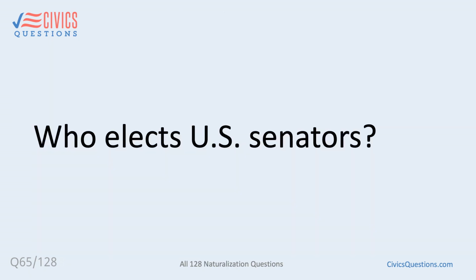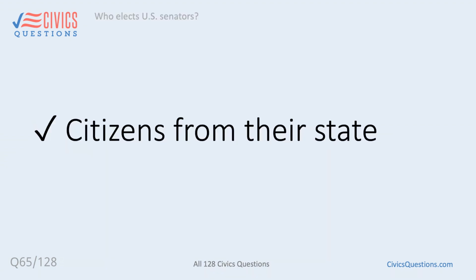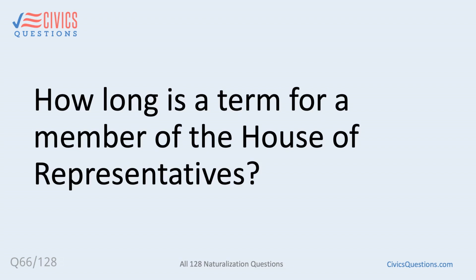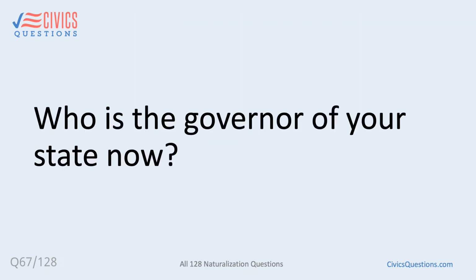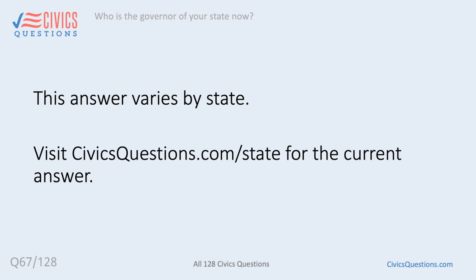Who elects U.S. senators? Citizens from their state. How long is a term for a member of the House of Representatives? 2 years. Who is the governor of your state now? This answer varies by state. Visit civicsquestions.com/state to find the correct answer for your location.